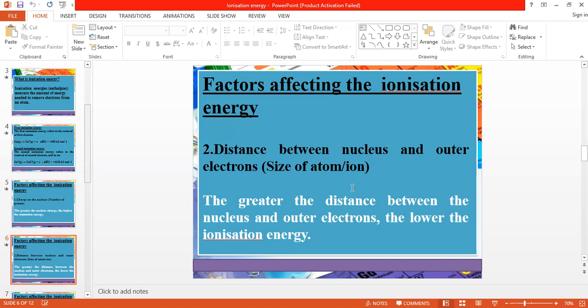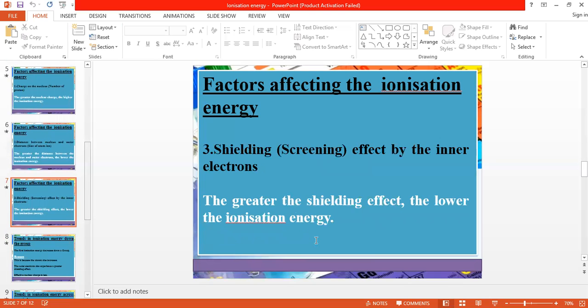Like two magnets close to each other have a greater force, but if there is a distance between them, the force is very, very weak. So with weak forces, we need less energy to remove the electron. That's why it is written here: if the distance is greater, the ionization energy is lower. The third and last one is the shielding or screening effect by the inner electrons. The greater the shielding effect, the lower the ionization energy.